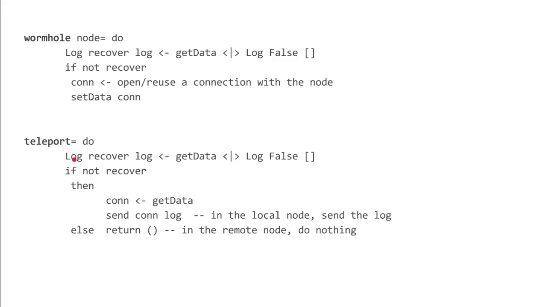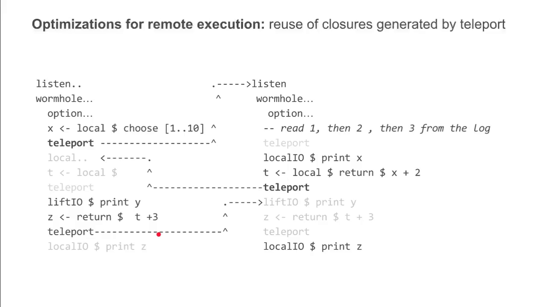Teleport does something similar with the recovery state. If there is no recovery, we are in the master node, the node that is executing the computation first. Then we get the connection data and send the log through the connection. That's all. That's the initial definition of teleport. Now it's more optimized. Otherwise, we do nothing.